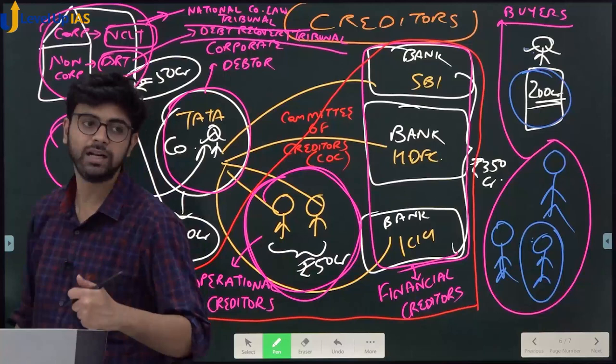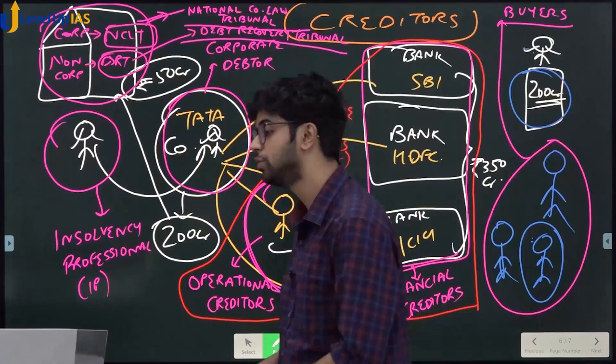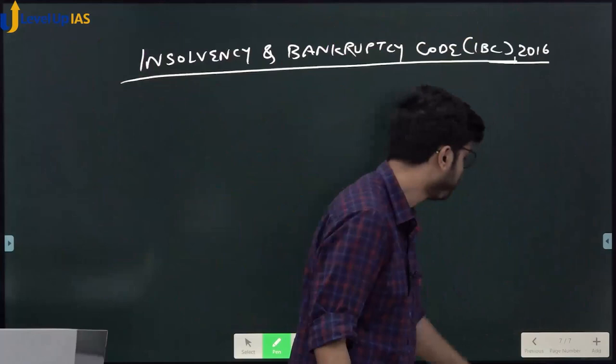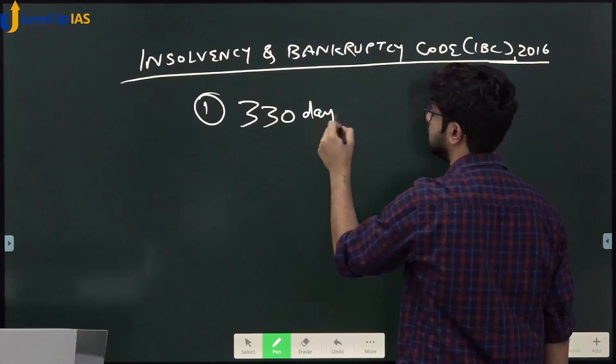This is my question. What is the change that we have brought here? The change that we have brought in is earlier only debtor was allowed to go to the court, creditor was not allowed to go to the court. Now creditor is also allowed to go to the court, which helps in faster insolvency proceedings. Yes or no? Now some key important aspects of this. This entire insolvency process has to be completed within 330 days. Has to be. Okay?